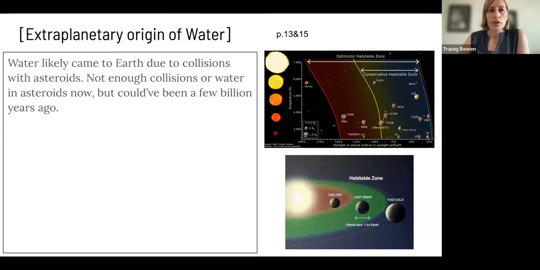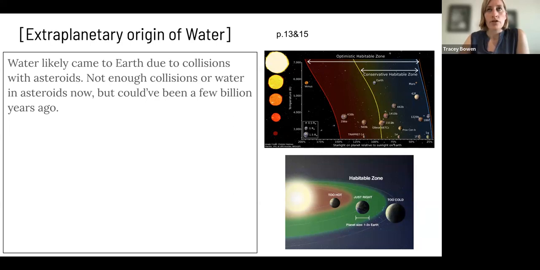Water likely came to Earth due to collisions with asteroids. Currently, there's not enough collisions with asteroids or water in asteroids that we could be adding water to Earth now. But a couple billion years ago, there were a lot more collisions with asteroids. Right now, they're about once every 20 million years, but previously it was a lot more common. And then additionally, asteroids earlier, billions of years ago, had more ice on them.